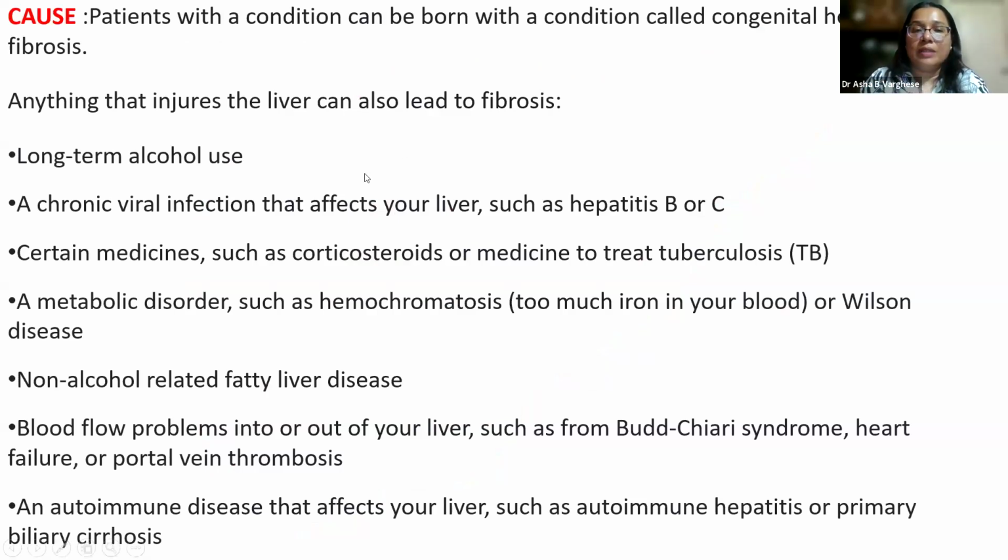Patients may be born with a fibrous liver. There are cases in which children are born with a bit of fibrosis in the liver. Other causes for fibrosis are long-term alcohol use. People who consume alcohol for a very long time, chronic alcoholics, can also get fibrosis. Certain viral infections that affect our liver, like hepatitis B and C, can also lead to fibrosis of the liver because they damage the liver.